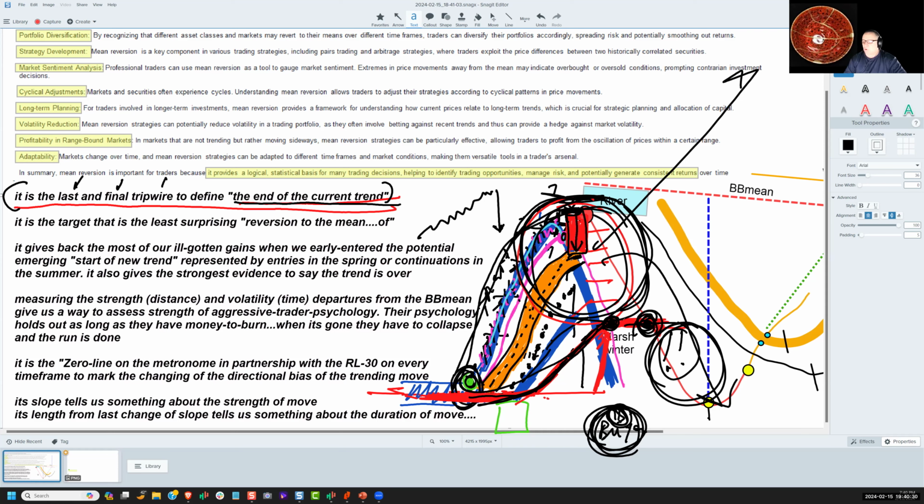So, in other words, the last door that closes on that trend is the Bollinger Band mean, and that's what I mean. It's the end of the current trend, which was up, and it is now over when price has reverted all the way back to the mean and then starts going lower. Check or hold.